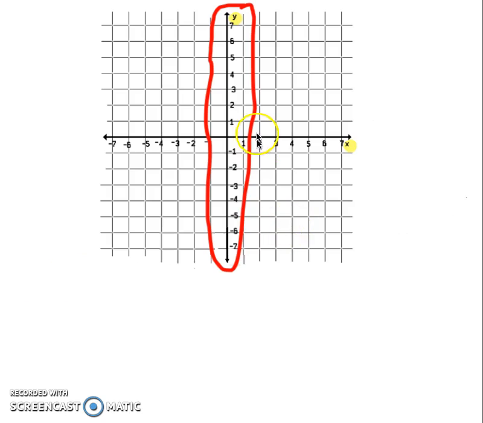Anything on this y-axis is going to have an x value of 0 because you're not going any side to side. So anytime we have a y-intercept, our y-intercept is always going to be in the form 0, something, because you're going 0 side to side and some number up and down.